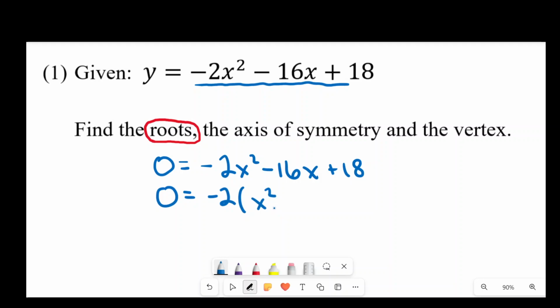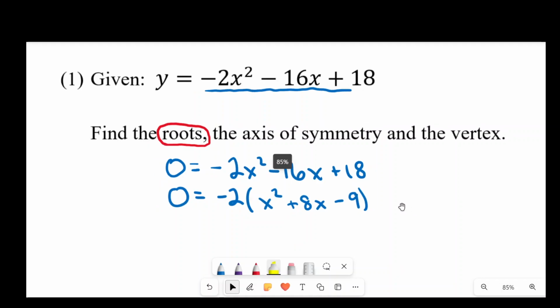So common factoring is essentially like dividing, but without actually changing the expression. So negative 2x squared divided by negative 2 is x squared. Negative 16x divided by negative 2 is positive 8x. And positive 18 divided by negative 2 is negative 9. So that means I've common factored out my common factor of negative 2. And what I have in the bracket is something I should now attempt to factor. And what I have in the bracket is a simple trinomial.